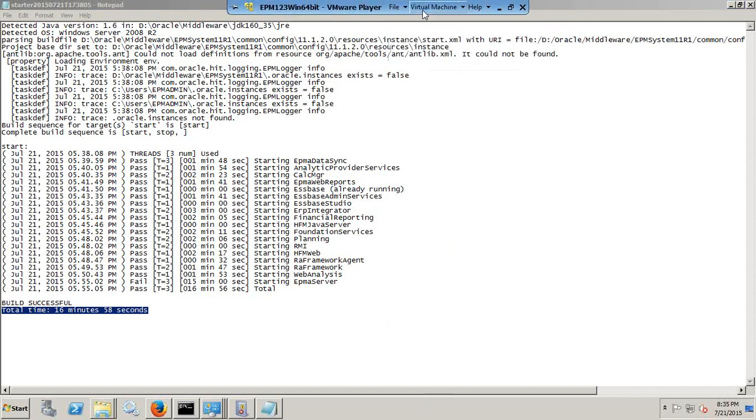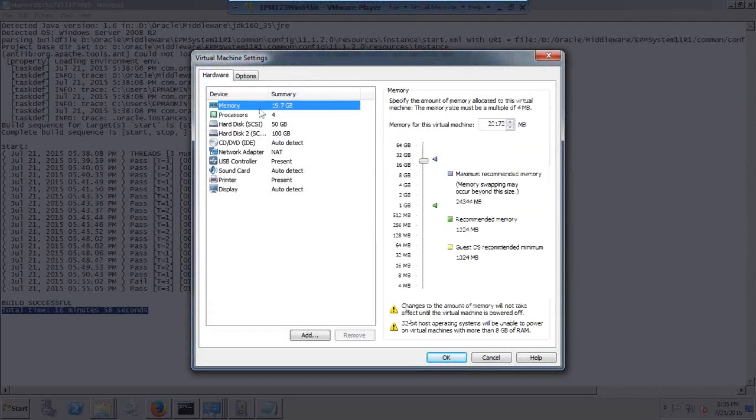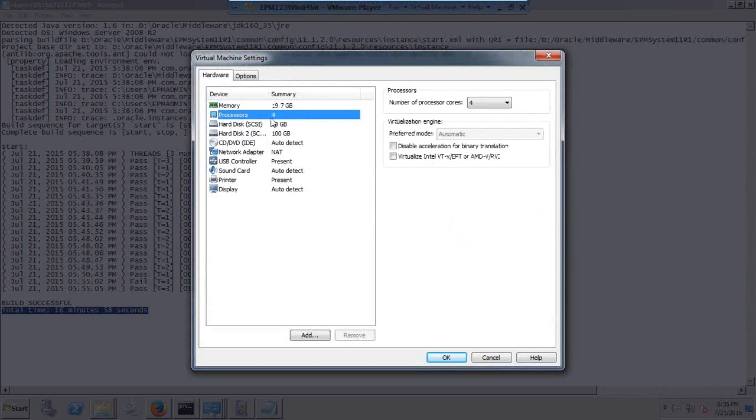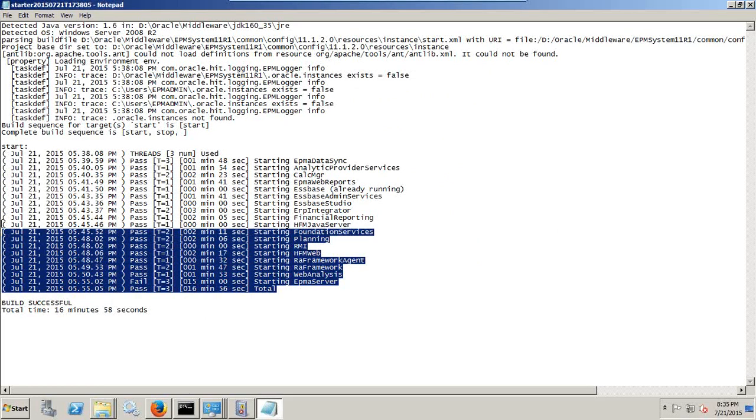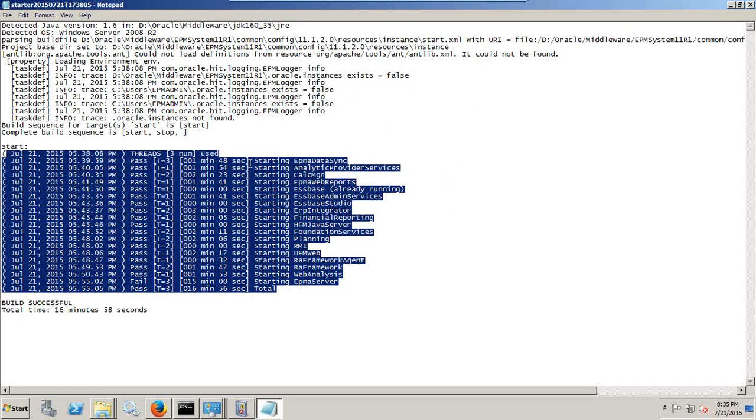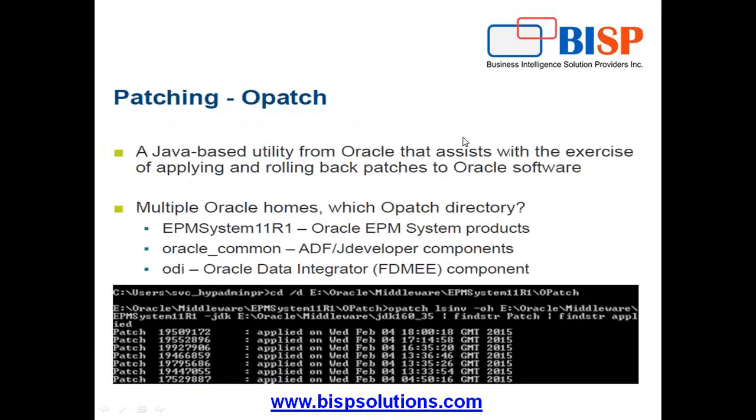This virtual machine is really huge, a very huge infrastructure. 20 GB allocated, I have got 4 physical processors. Still, the time taken is 16 minutes 58 seconds. But I have a whole EPMA, right? So that's the starter log file. Patching we'll discuss in detail.